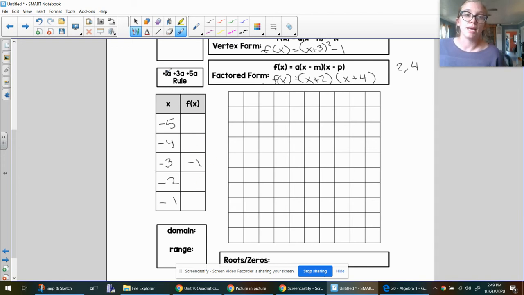And then I'm going to use my plus 1a, plus 3a, plus 5a rule. So a is 1. So on both sides, I'm going to add 1. Then on both sides again, now I'm doing plus 3a. So 3 times 1 is 3. So now I'm going to add 3.